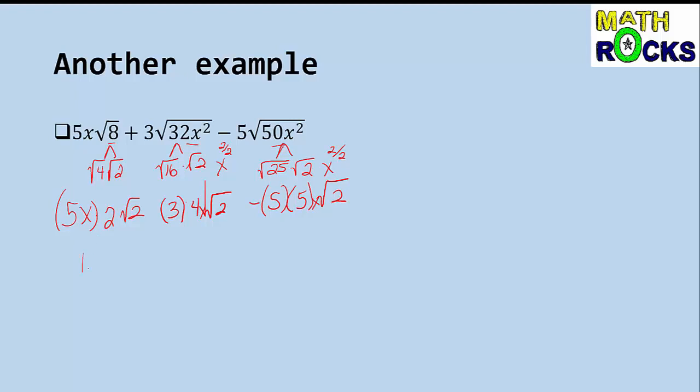So out front here I have 10x square root 2. Here I have plus 12x square root 2 minus 25x square root 2. So the square root 2's are all the same. So 10x plus 12x, that is our 22x minus 25x. So our answer is negative 3x times the square root of 2.